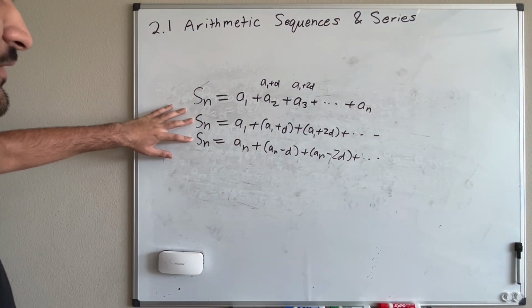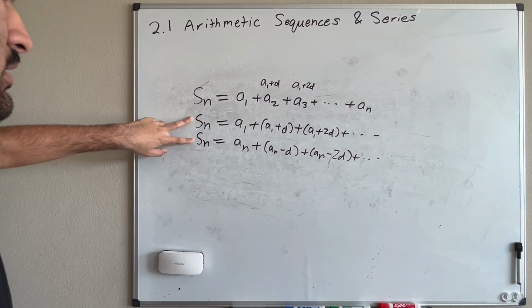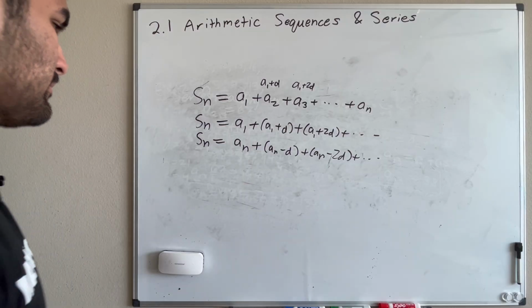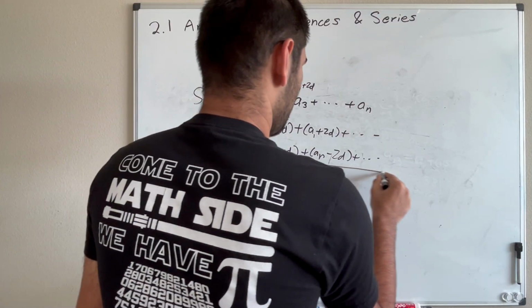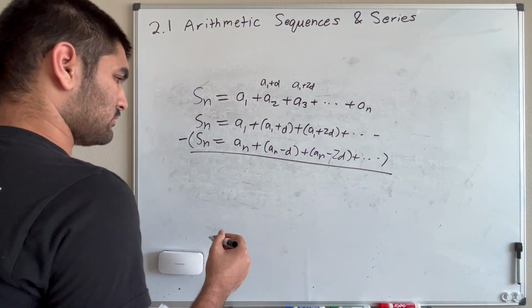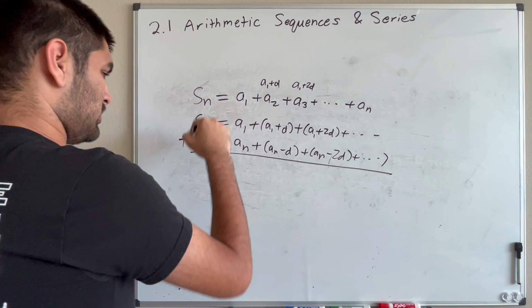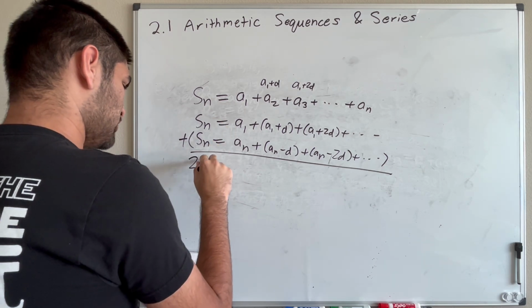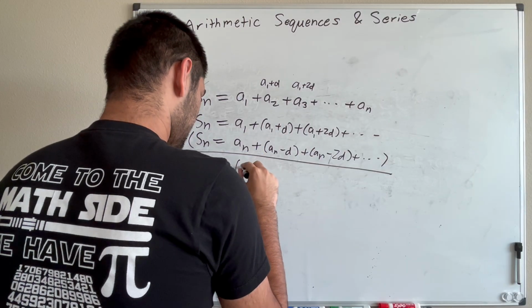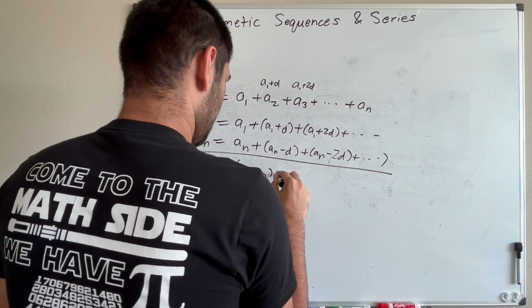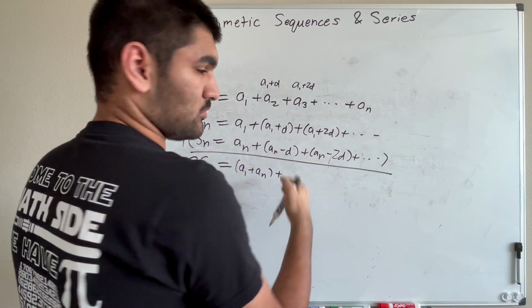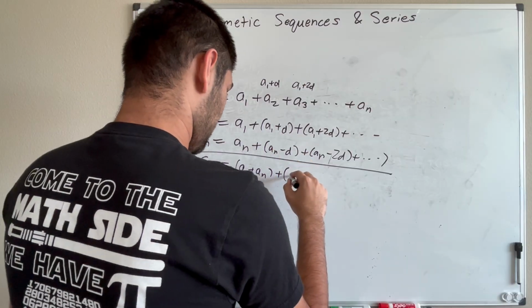So hopefully we can agree that both of these are equivalent, right? Because here we just flipped the order of addition, which is allowed. So now I'm going to, or sorry, I'm going to add these two equations. On the left-hand side, we get 2 times Sn. And on the right-hand side, a1 plus an. And here we have a1 plus d plus an minus d, so the plus and minus cancel. So you just have a1 plus an.